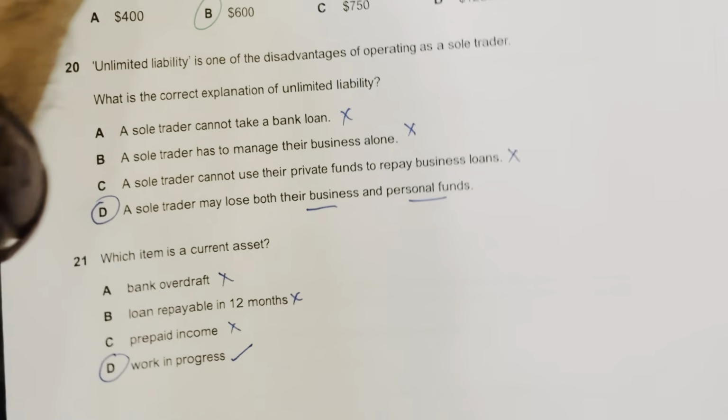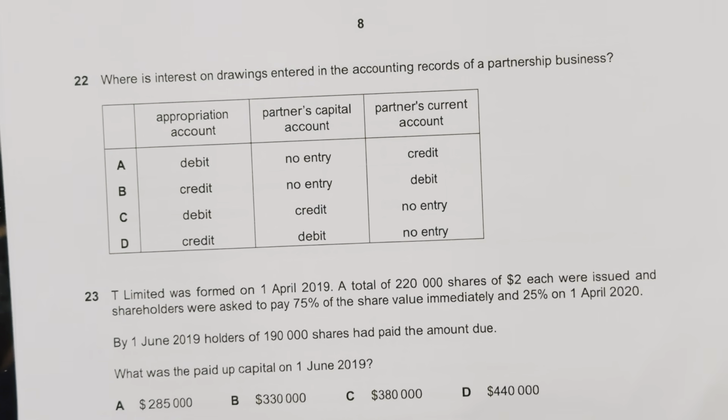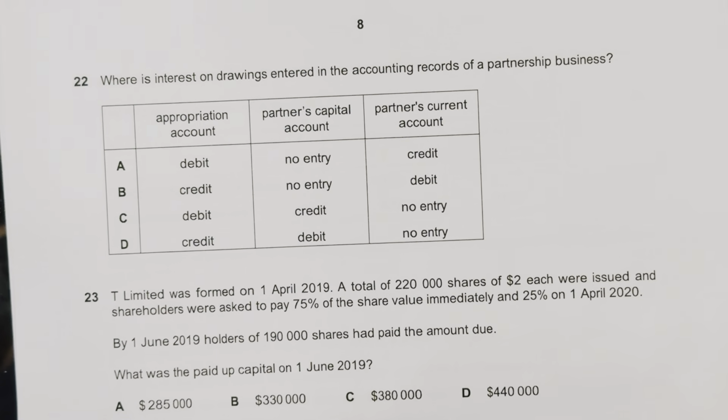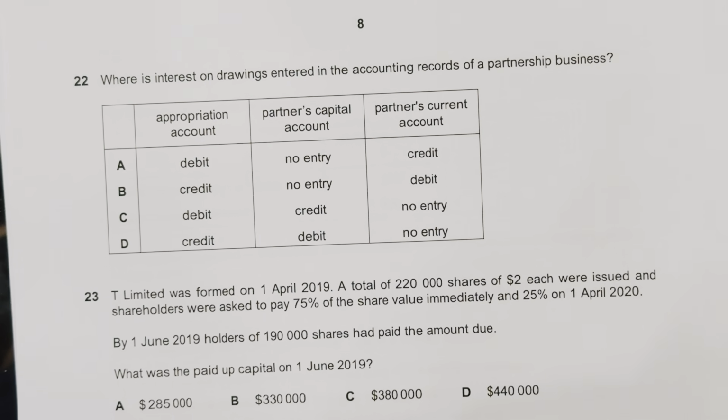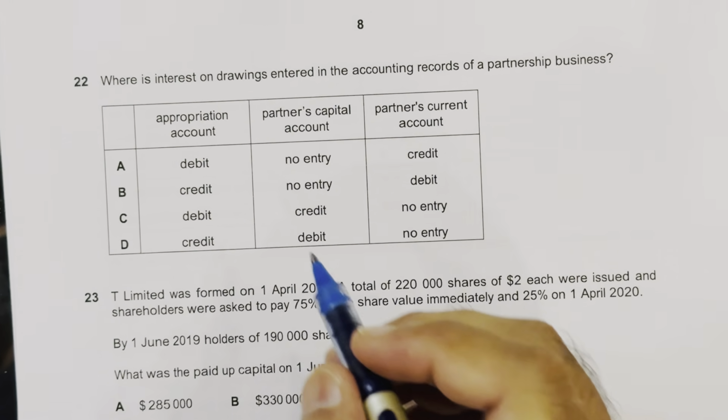Moving to question number 22. Where is the interest on the drawings entered in the accounting record of a partnership business? We know that an adjusting entry helps at the end of the year. So we're going to read the options. A, the appropriation account should be credited.